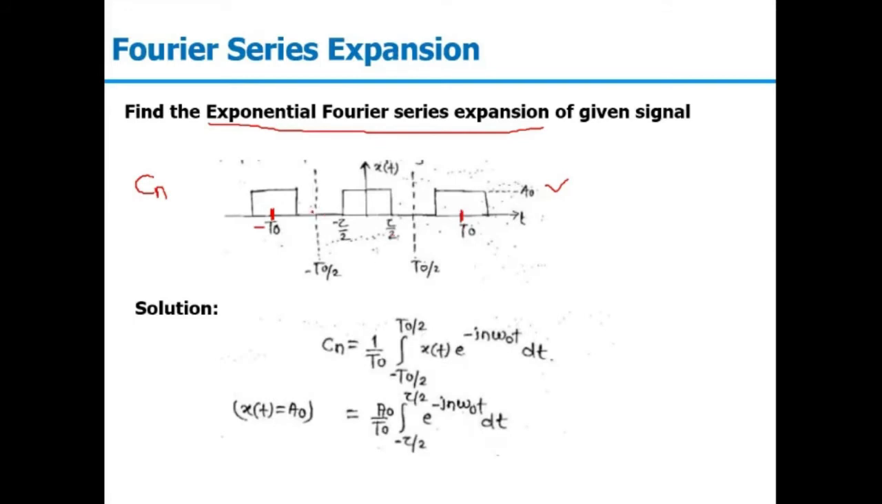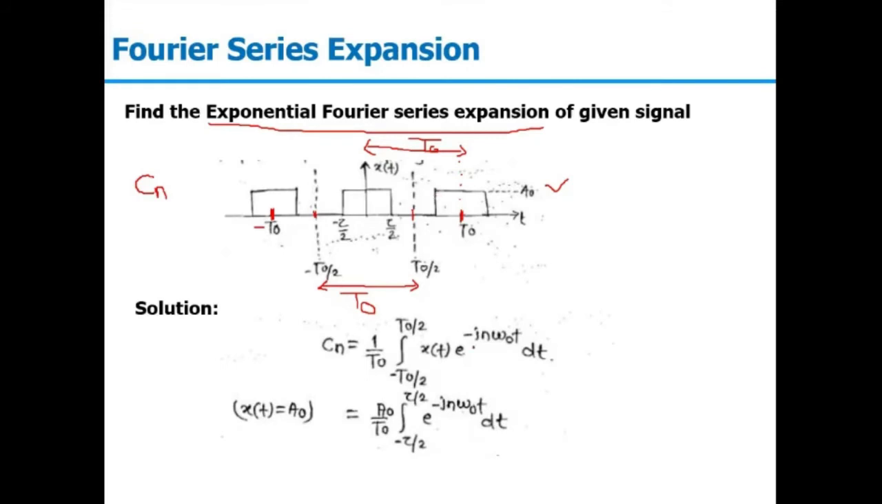So the middle point here, somewhere, will be minus t naught by 2 and this will be t naught by 2. So this is the time period that we are considering. So total time period is t naught. You can also have a time period from 0 to t naught. This can also be considered as a time period t naught. But in that case, you need to write the function value accordingly.